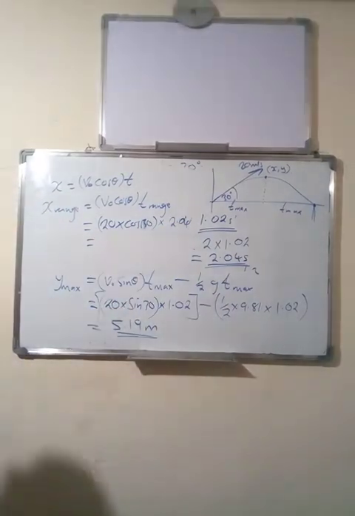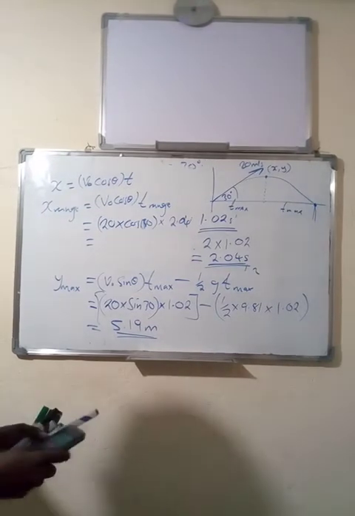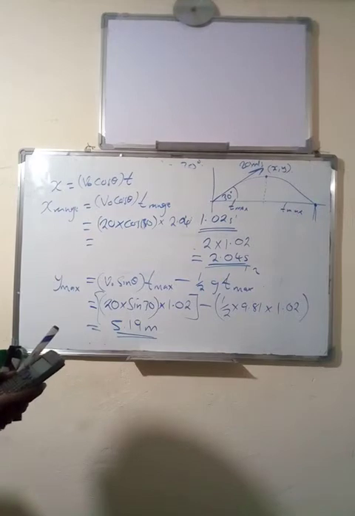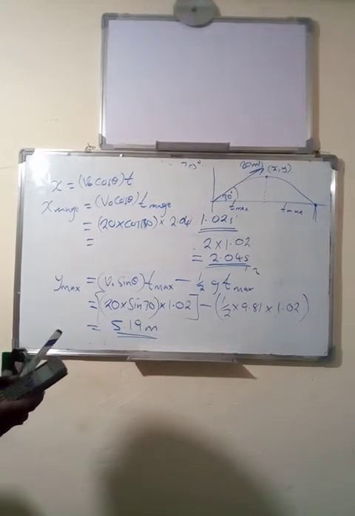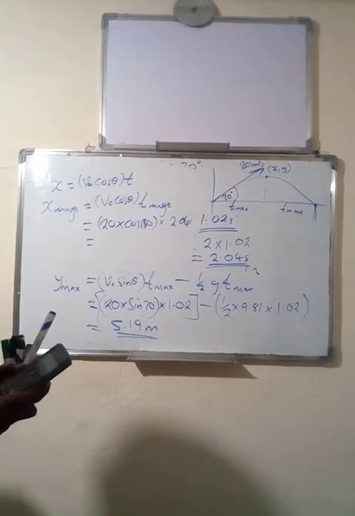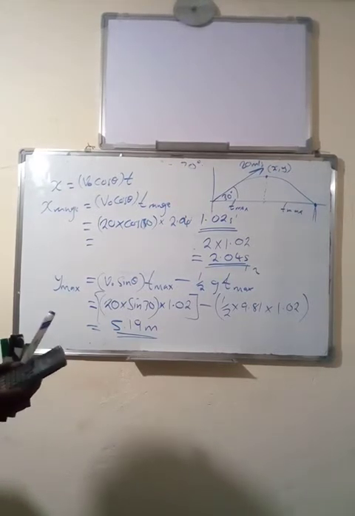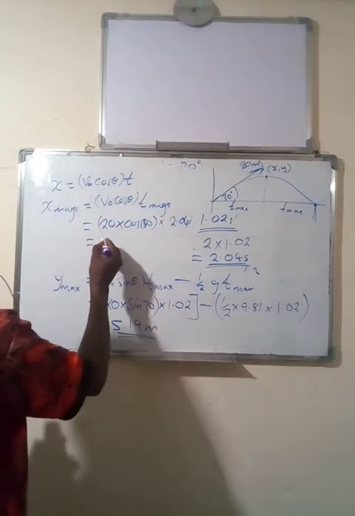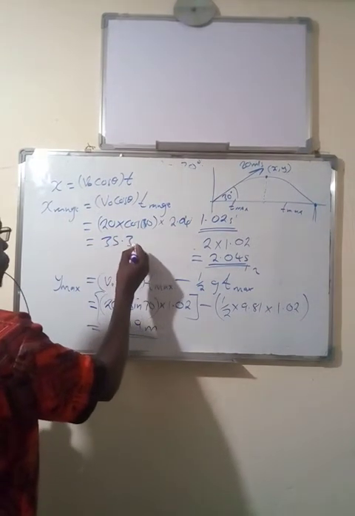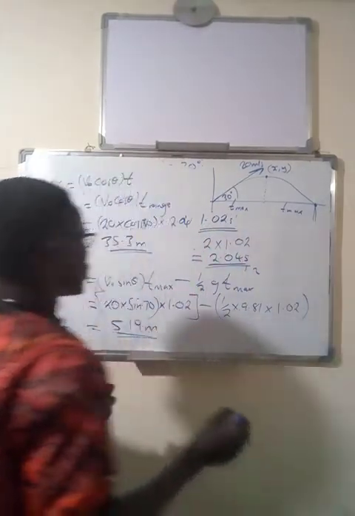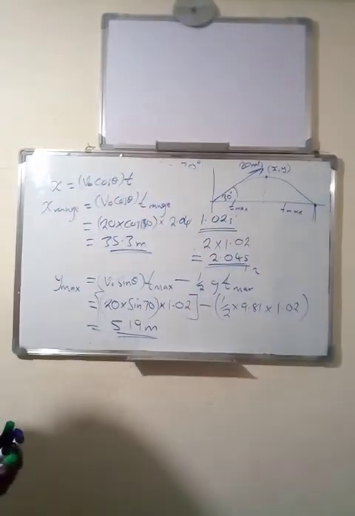So that would be 20 by cos 30, that then multiplied by 2.04, which is 35.3 meters. So the distance from here to there is 35.3 meters.